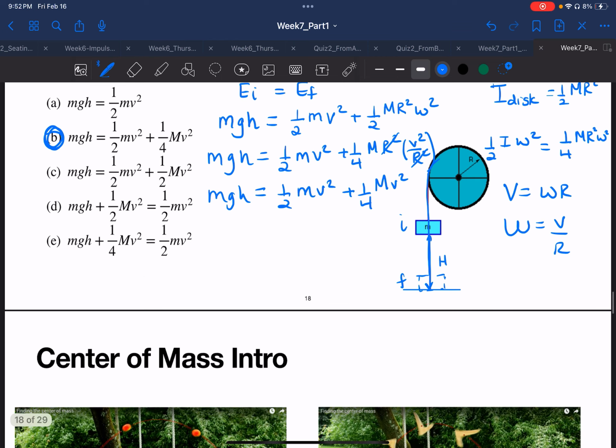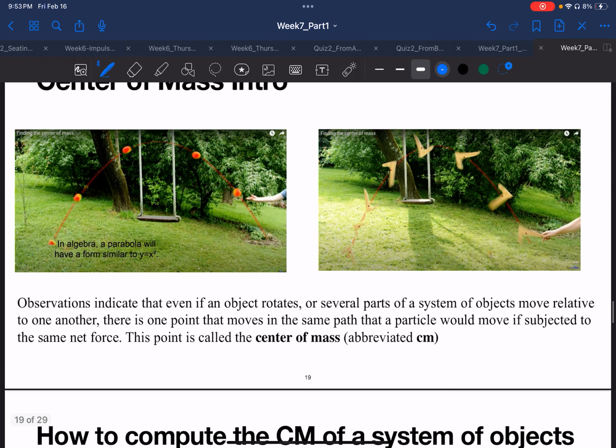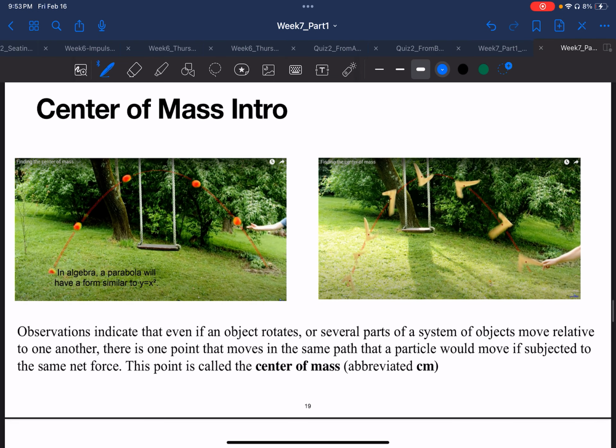Okay, we're almost through to the end of this video. The next concept we're talking about is center of mass. So here you see a ball is thrown and it follows a parabolic trajectory here, as we might expect from projectile motion. And this ball is essentially a point mass-like object.